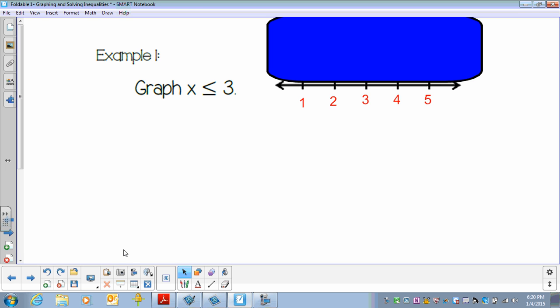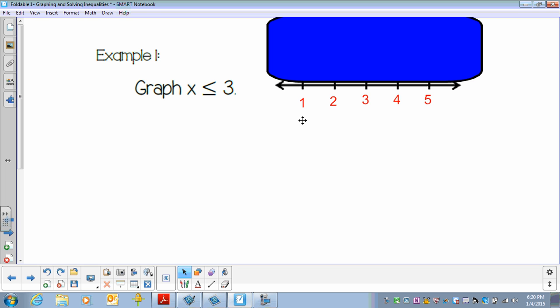So now we're going to practice graphing. In example 1, we're going to graph x is greater than or equal to 3. When we're working with number lines, we look at the number we're going to graph, in this instance 3, and we put that in the middle of our number line. And then we count numbers to the right and to the left.